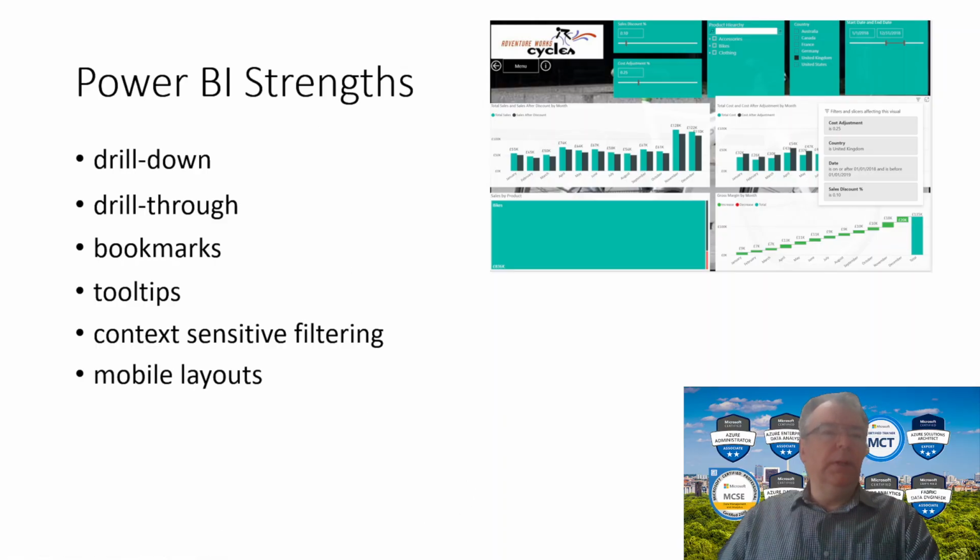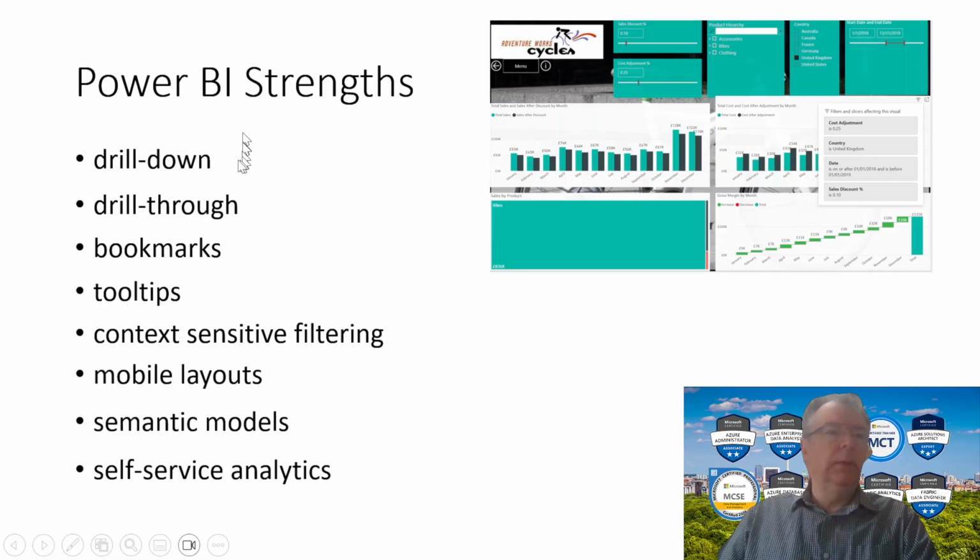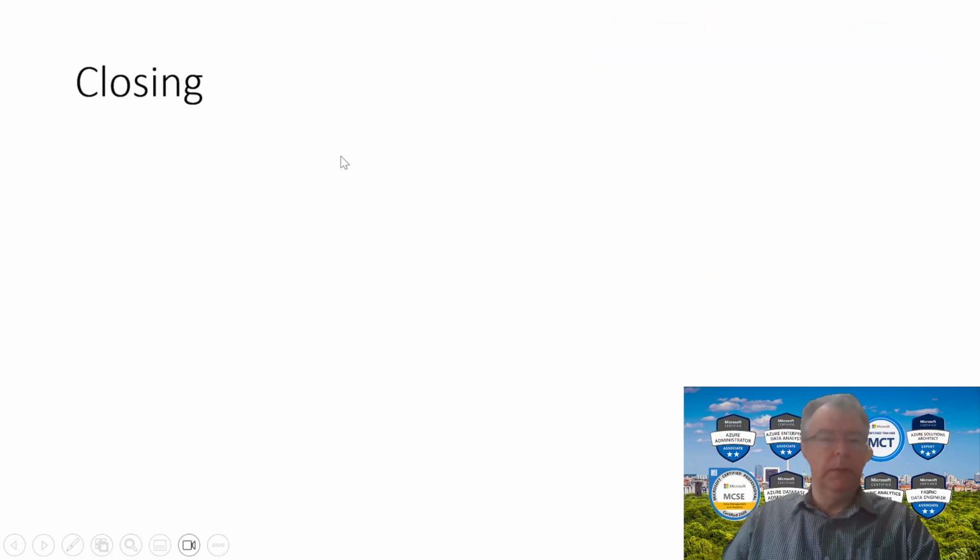Mobile layouts optimize visuals and navigation specifically for smaller smartphone screens. Semantic models organize business data relationships, calculations and hierarchies for consistent analytics and reporting. Self-service analytics based upon these semantic models empower users to independently explore, analyze, and visualize data without relying on IT teams. So let's look at the demo now.